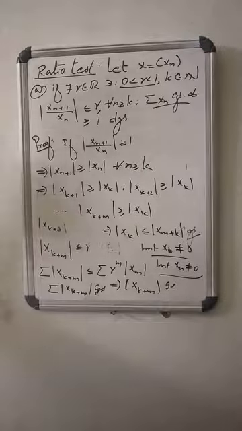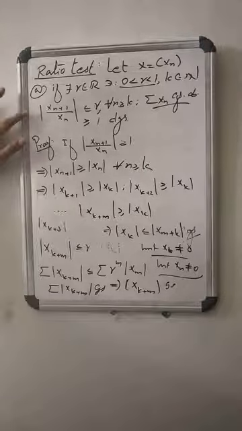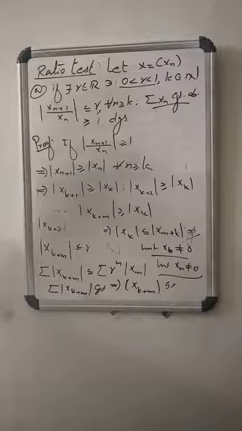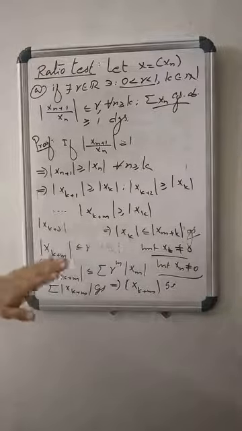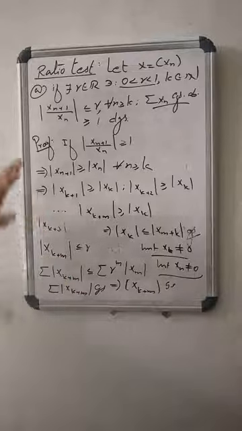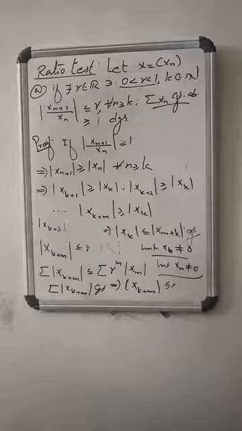So the second part of the ratio test is proved by using the nth term test. Limit xn differs from 0, so from the nth term test, sigma xn diverges. Agreed. So this is an important result. The ratio test is a crucial result for testing the absolute convergence or the divergence of a given series.